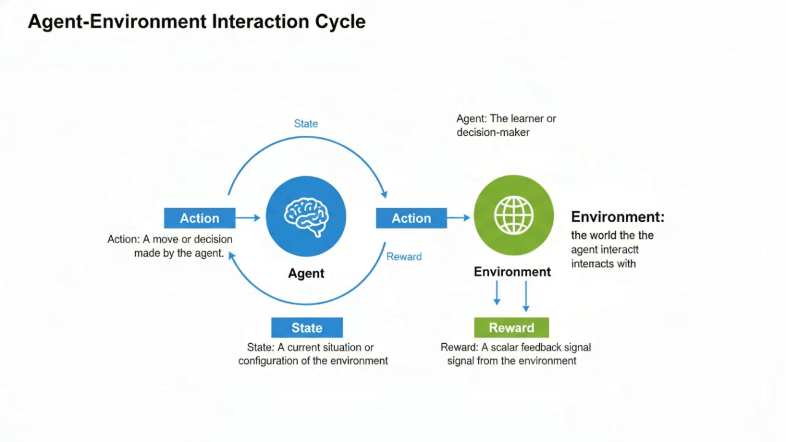Thirdly, a state describes the current situation or configuration of the environment at a specific moment. For instance, in a chess game, the state would be the arrangement of all pieces on the board. Fourthly, an action is a move or decision made by the agent within a given state, which can alter the environment. Lastly, a reward is a scalar feedback signal, either positive or negative, that the agent receives from the environment after performing an action. This reward is the primary driver of learning, guiding the agent towards desirable behaviors. These 5 elements form the backbone of any reinforcement learning system, enabling the iterative learning process.